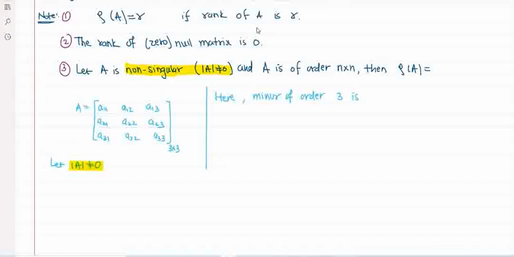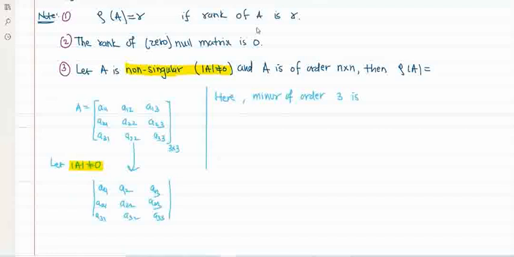For finding a minor of order 3, what do you have to do? You have to select 3 rows and 3 columns. But you don't have any choice, because the matrix is of order 3 by 3. By selecting 3 rows and 3 columns, you will get A11, A12, A13, A21, A22, A23, A31, A32, A33.